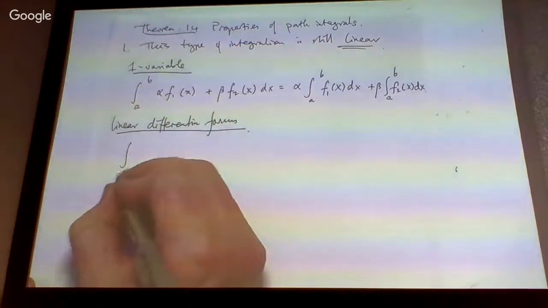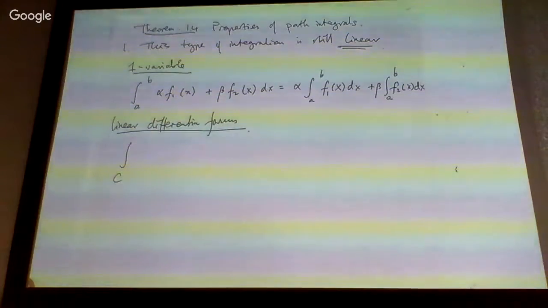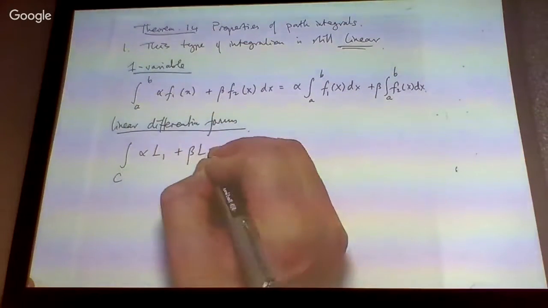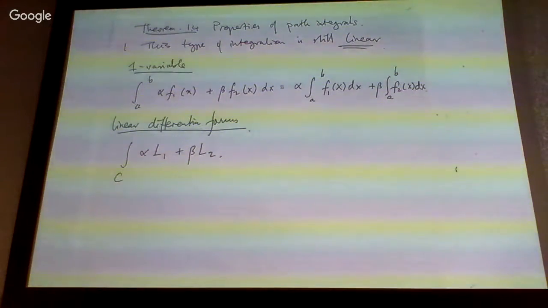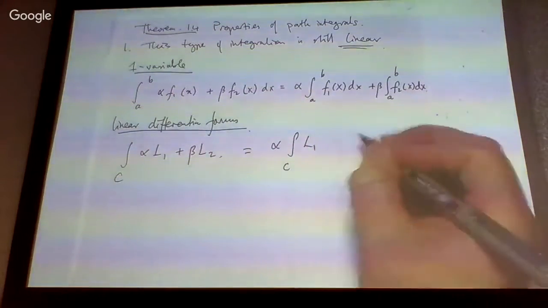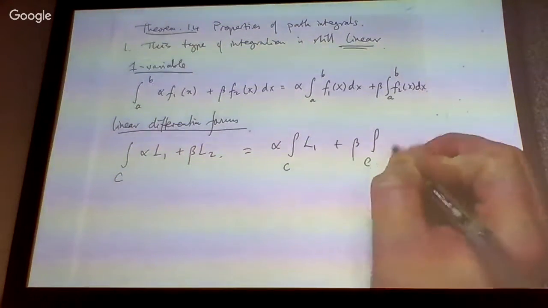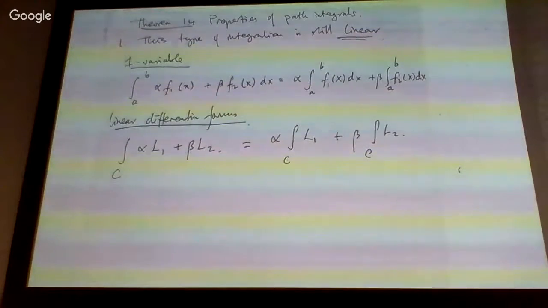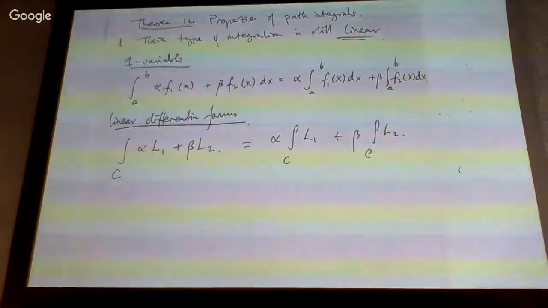this becomes the statement that to integrate along a certain curve alpha times L1 plus beta times L2, now remember, the differential forms have the dx and the dy embedded in them, this is going to be alpha times the integral along C of L1 plus beta times the integral along C of L2. So it behaves in the same way. Integration is still linear. Linear is a nice property to have. Always useful.